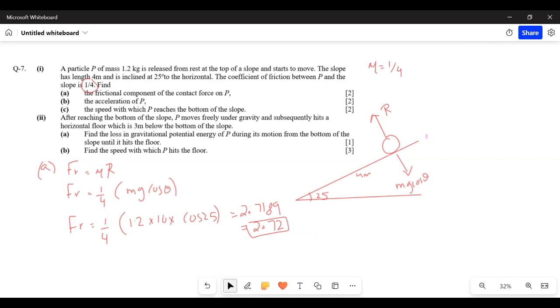ओके, एक्सेलरेशन फाइंड करनी है तो उसके लिए वही कर लेते हैं. फॉरवर्ड फोर्स माइनस बैकवर्ड फोर्स इज इक्वल्स टू एम ए.